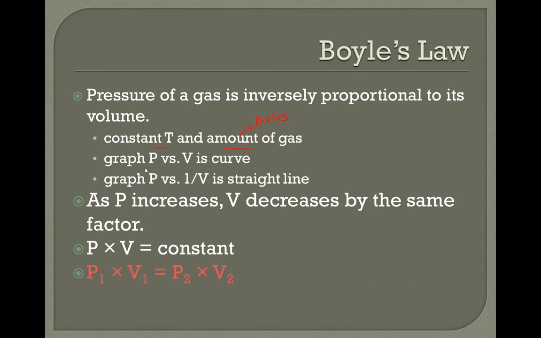Although the pressure versus volume is curved, the pressure versus 1 over volume is a straight line. So as the pressure increases, the volume decreases at the same amount, which becomes a constant, what we saw in the last slide. That gives us this equation. P1V1 is equal to P2V2.